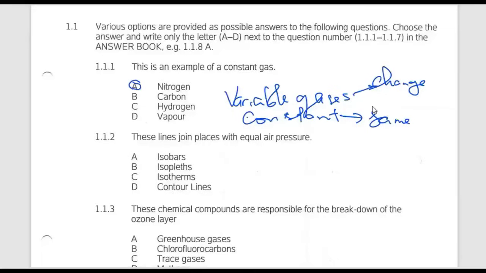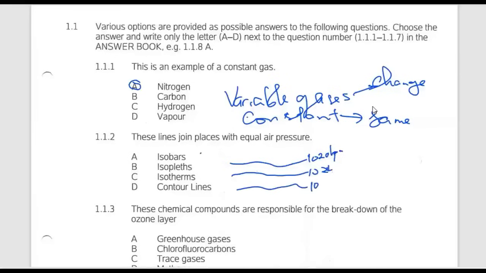Right, then we go to question number 1.12. These lines join places with equal air pressure. When you're looking at these lines on the map, we're looking at reading and interpreting our synoptic map. We have those lines that we see on synoptic weather maps, and they have values. Let's say maybe this one is 1020 hPa, and maybe this is 1024.